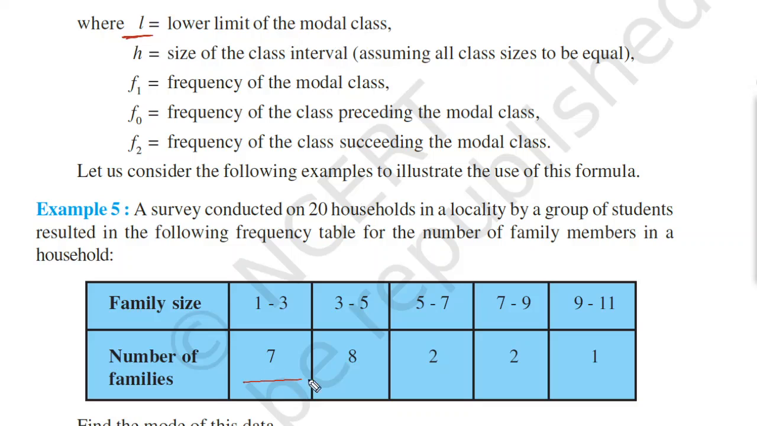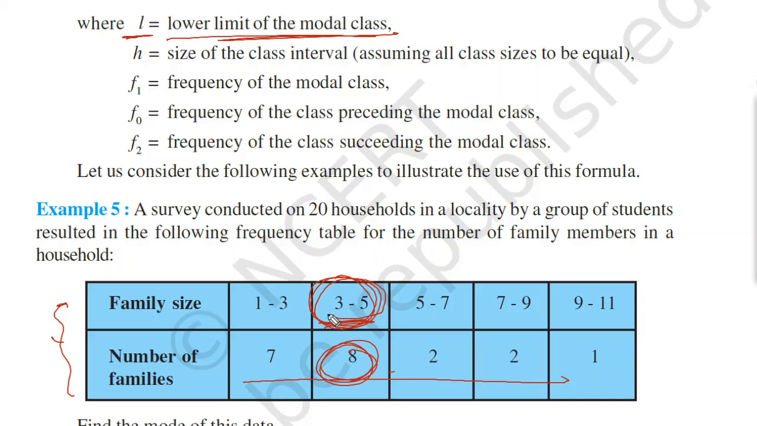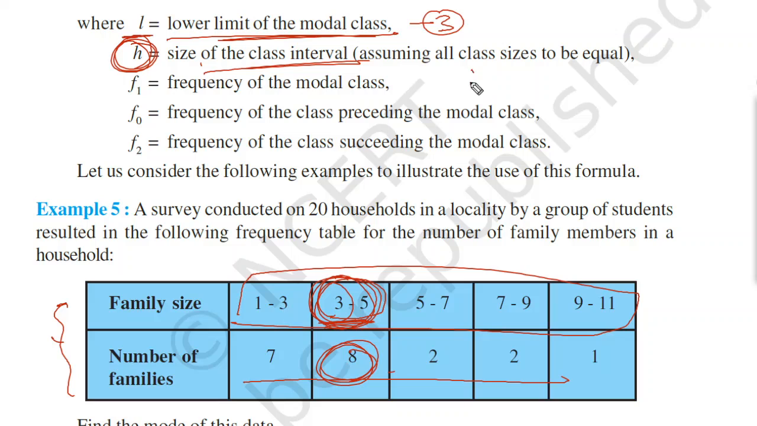Now you can see which has the highest frequency in this table. Look at the table. The modal class is 3 to 5. Now the lower limit of the modal class, what is it? 3. So the lower limit of the modal class will be 3 here. Who is H? H is the size of the class interval. This is the class interval. How will we find it? H will be equal to higher limit minus lower limit.